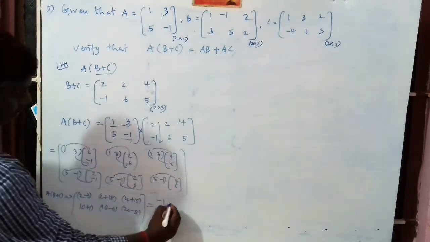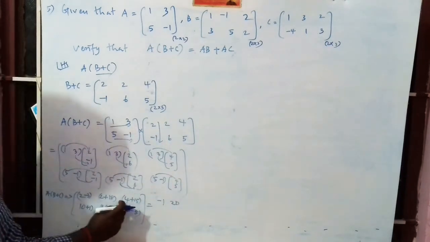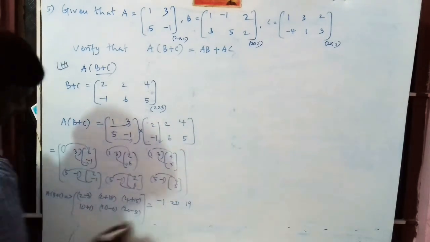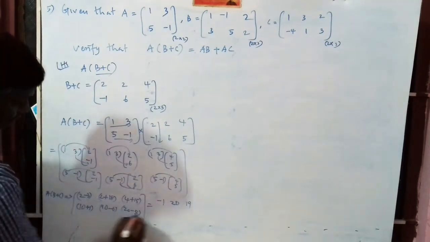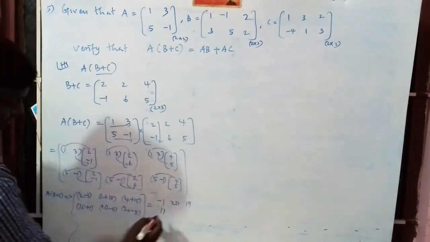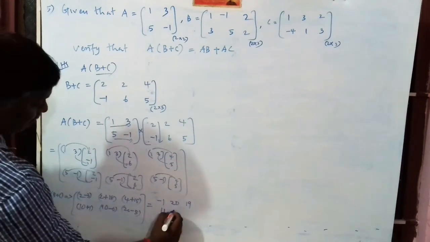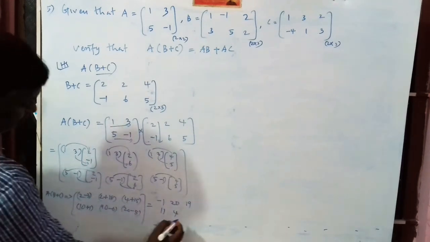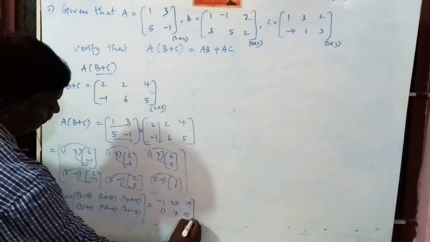18 plus 2 equal to 20. And 15 plus 4 equal to what is the value? 19. 10 plus 1 equal to 11. Here 10 plus minus 6, that is 10 minus 6, remaining value is 4. 20 minus 5, so remaining value is 15.